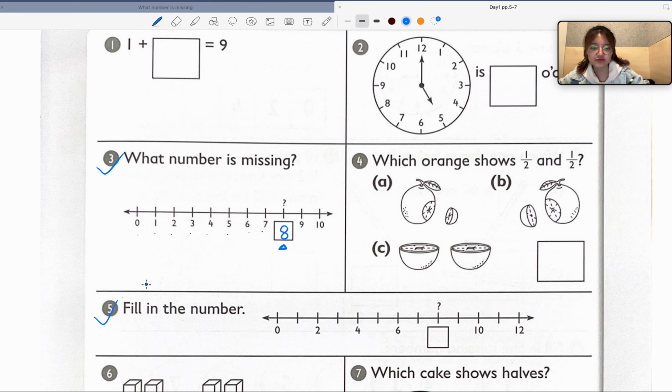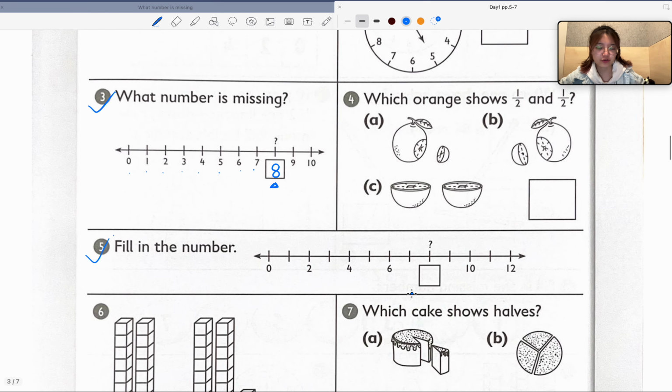And then for question 5, fill in the number as well, fill in the blank. So this time, let's see which numbers have been labeled. We already have 0, 2, 4, 6. So can you see we're counting in twos. So 2, 4, 6. The next one will be 8. And then 10 and 12.